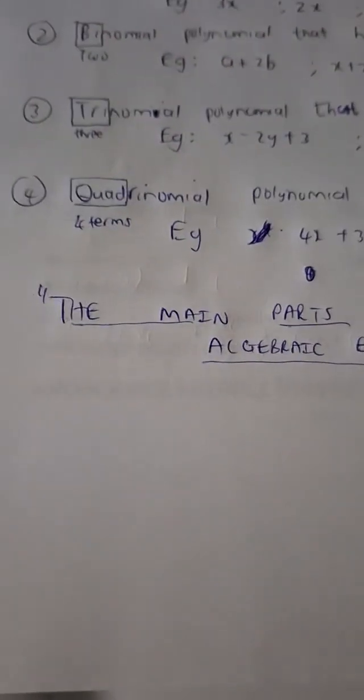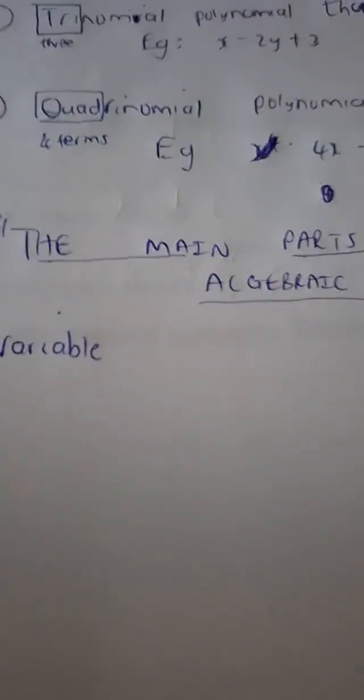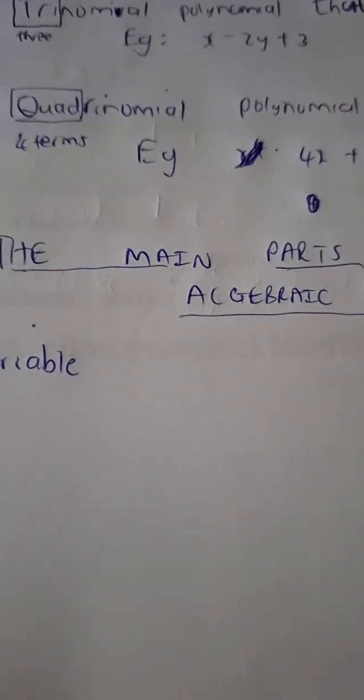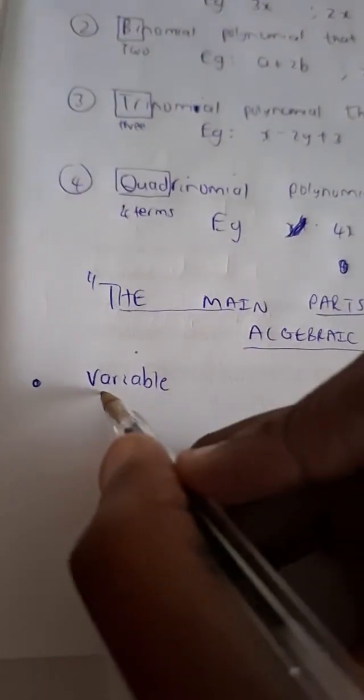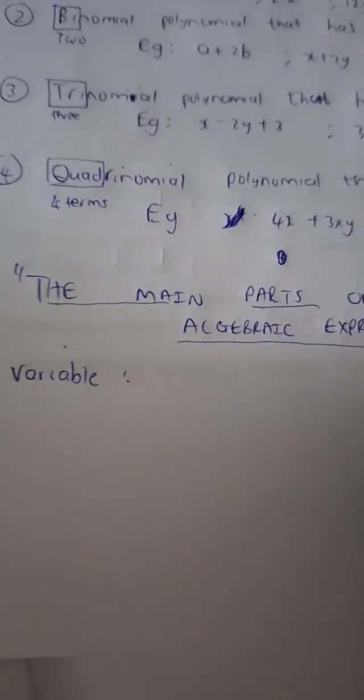Okay, let's look at the main parts of an algebraic expression. What are the main parts? The main parts of an algebraic expression. So, 1, we have what we know as a variable. A variable. What is a variable?